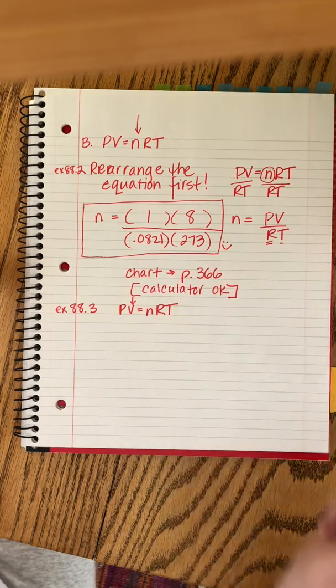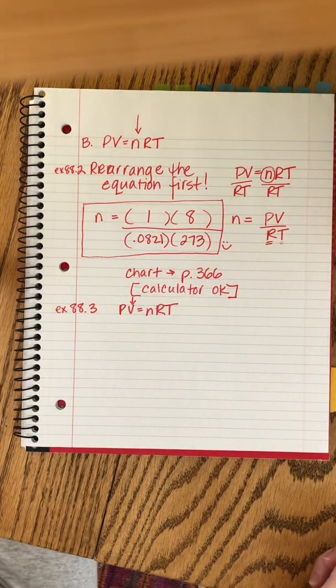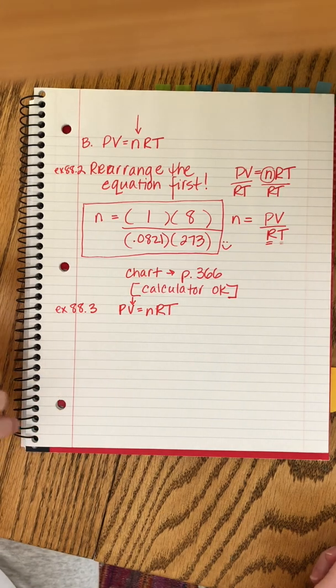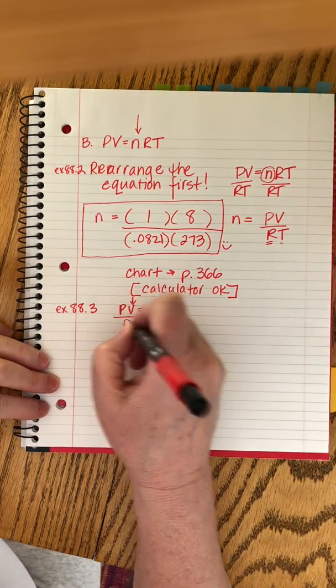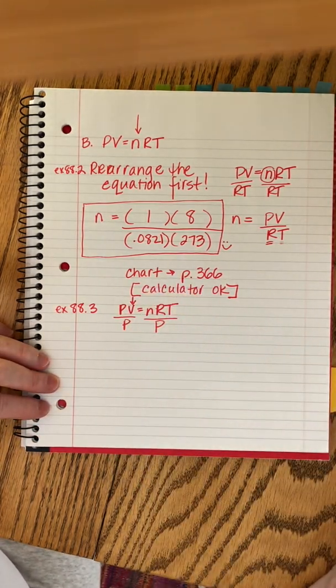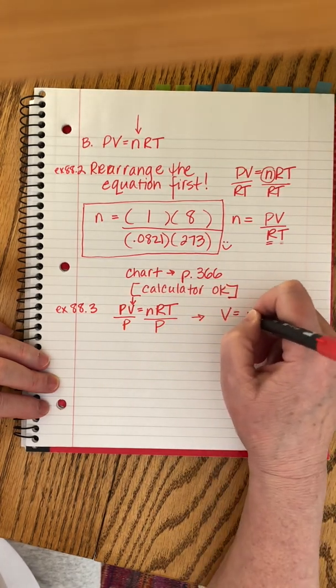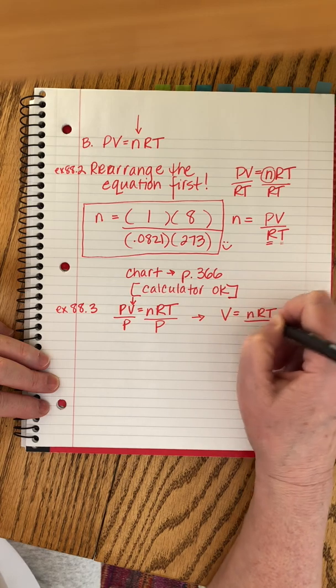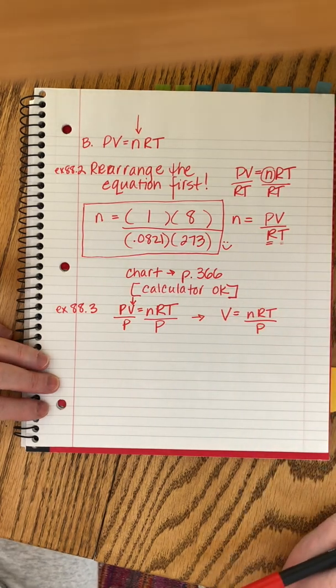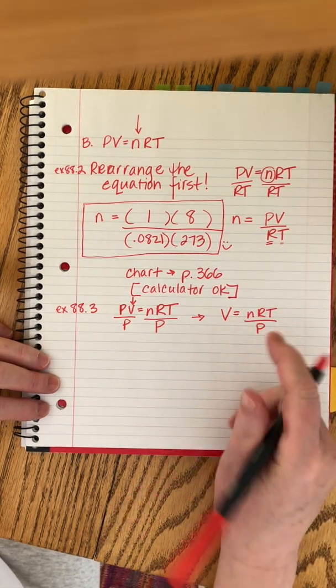And then it starts going into the details. So right away, I know, we have to rearrange this for V, right? So that's easy. Just divide it that way. And then I'm gonna write over here, V equals nRT over P. Make sense? Okay, so now we're all set up.